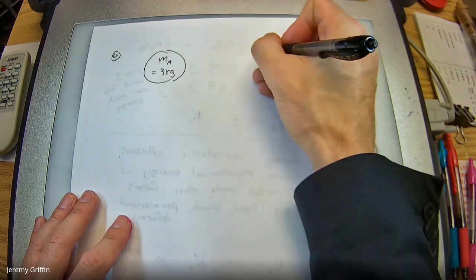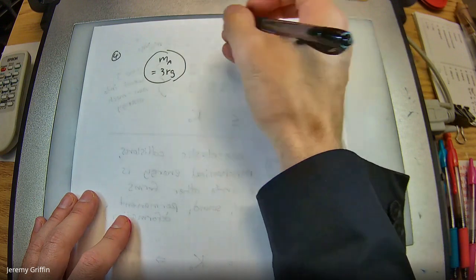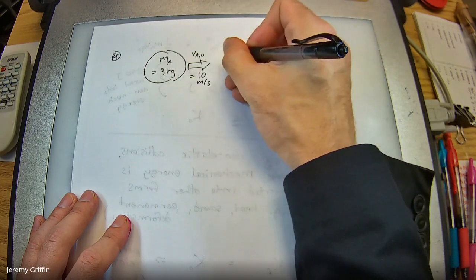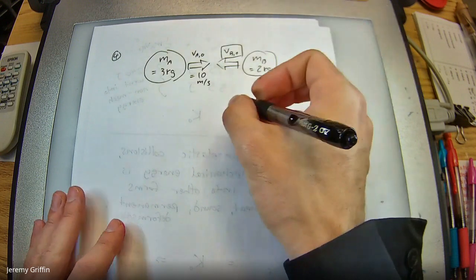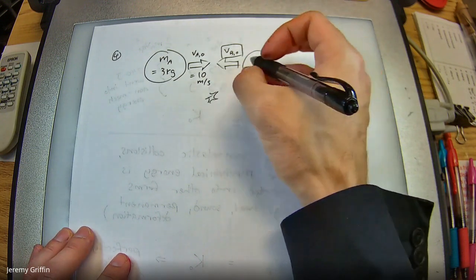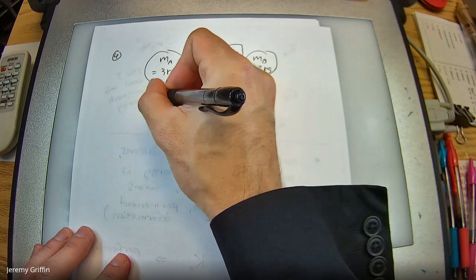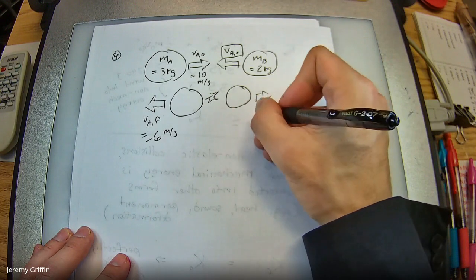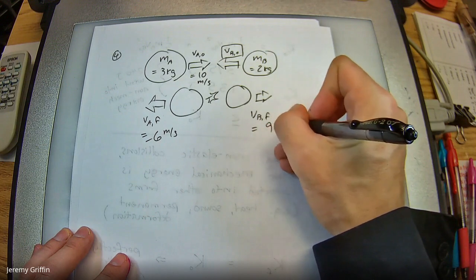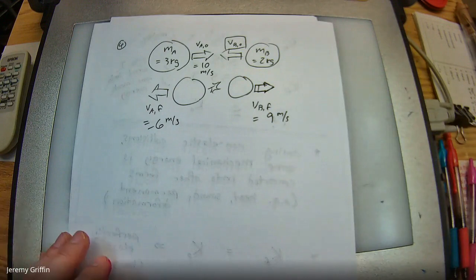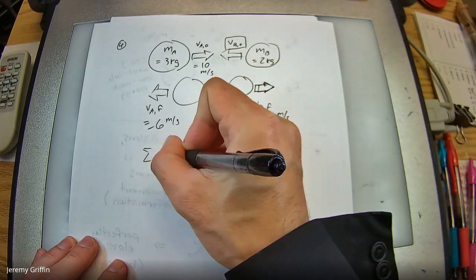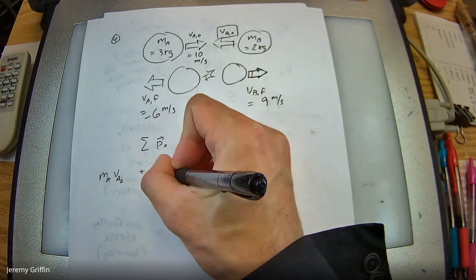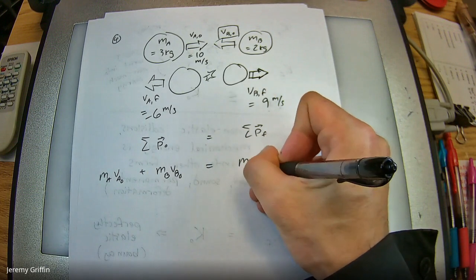So mass A is 3 kg, mass B is 2 kg, and I'll have VA naught as 10 meters per second. But what if you didn't know what VB naught was? But you did know after the collision that VA final was -6 meters per second, and the B final was +9 meters per second. What if you have this? All right, so this is the same problem as we just did. That's why I'm doing this a little bit fast. Sum of momentum before is equal to sum of momentum after. Then MA VA naught plus MB VB naught equals MA VAF plus MB VBF.